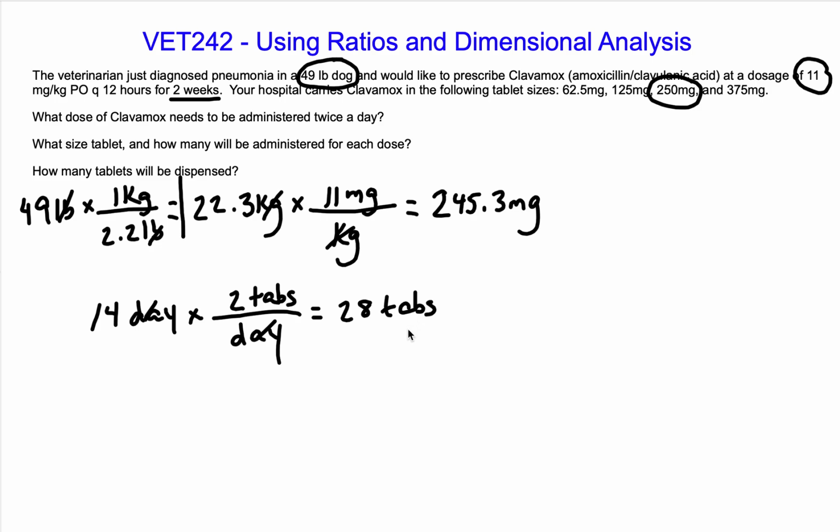So when we're going ahead and filling this prescription in our clinic, we're going to go ahead and get the pill vial, and we're going to count out 28 tablets and then obviously write the prescription on our prescription label appropriately. So that's the final answer to this question.